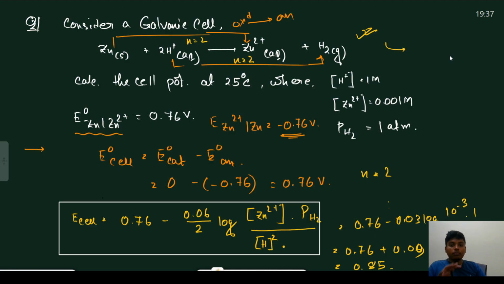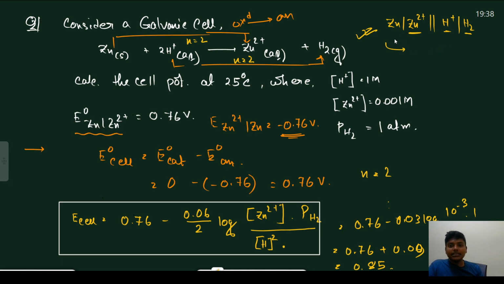Okay. So for this reaction, let's suppose, what is the cell reaction? Cell representation: zinc to zinc 2 plus, and H plus to H2. Now see, you need to understand product by reactant. Product is zinc 2 plus and hydrogen, and reactant is H plus. Remember, the left side ones are always reactant.